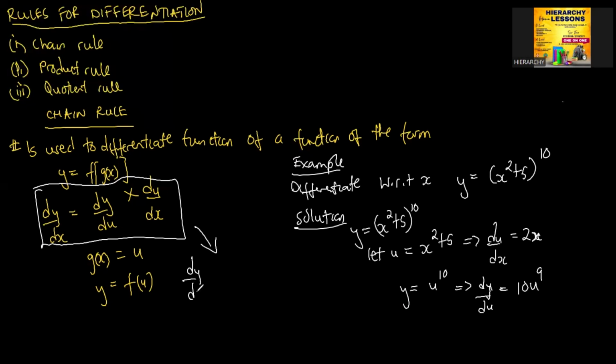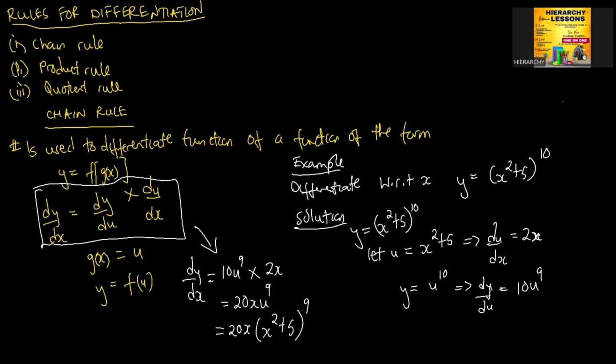So now going back to the formula, dy/dx is equal to dy/du, which is 10u to the power 9, times du/dx, which is 2x. So we have 20x u to the power 9. And then we substitute at the end. Since u was x squared plus 5, we have 20x times (x squared plus 5) to the power 9. So that's how we differentiate a function of a function using the chain rule.